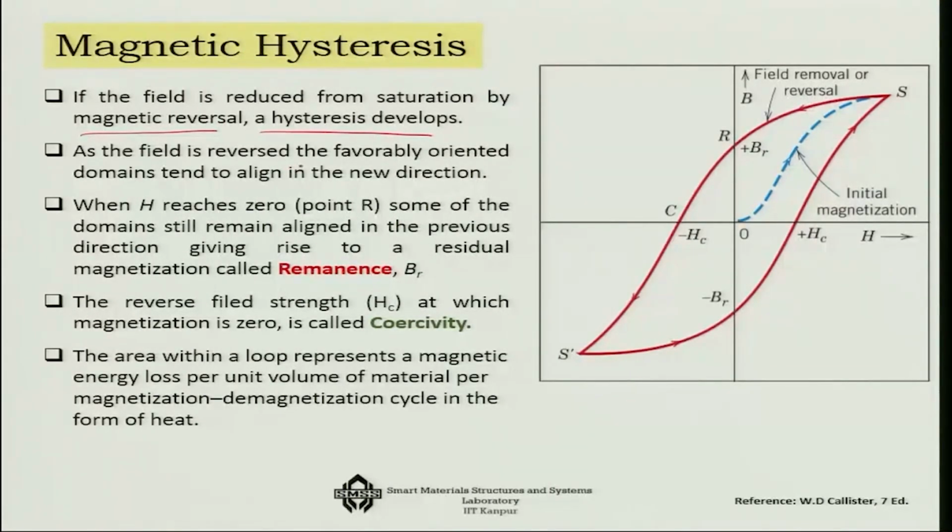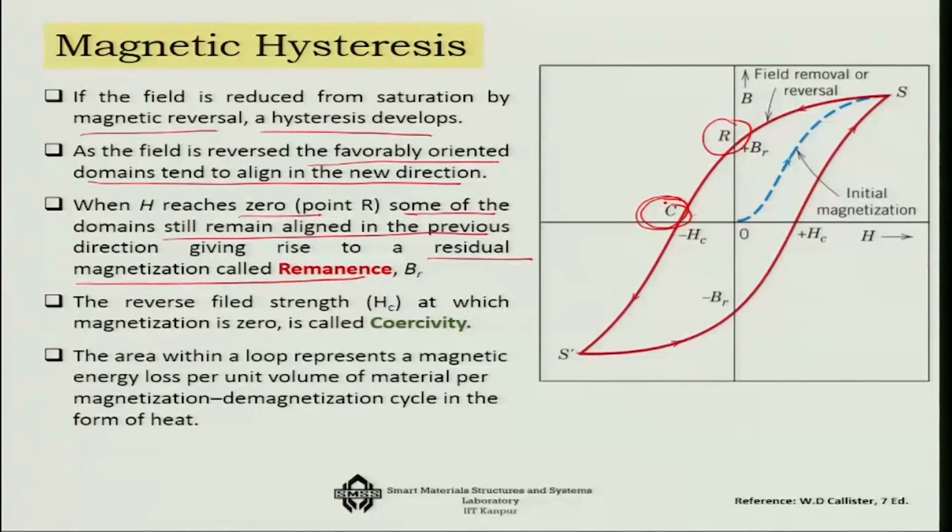As the field is reversed, the favorably oriented domains tend to align to the new direction. When H reaches 0, some of the domains still remain aligned in the previous direction. This gives you a residual magnetization called remnants. The reverse field strength at which the magnetization becomes 0 is called the coercivity.